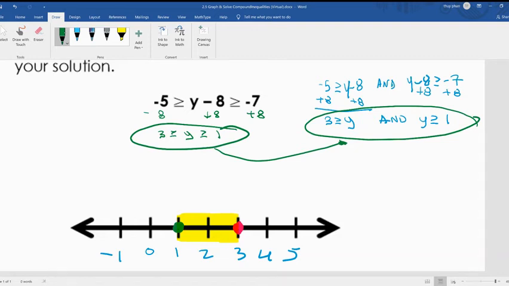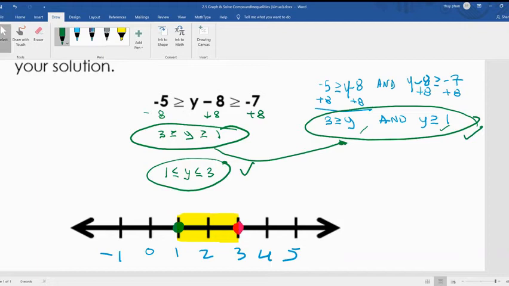When you're writing in this form, we do like to write it in a certain way. We like to write the smaller number to the left. So it'll be y, and I'm going to read it backwards. So it'll be 1 is less than or equal to y, which is less than or equal to 3. Okay, that's just the same thing as me saying y is greater than or equal to 1, and y is less than or equal to 3. Same thing. So you have 2 ways of writing your inequalities, in this form here and in this form here.